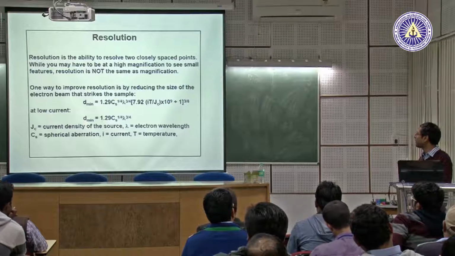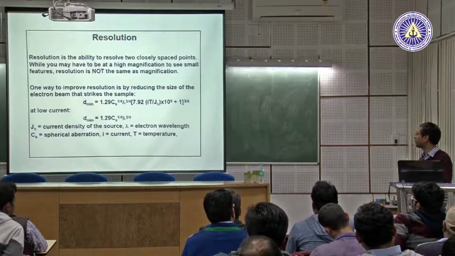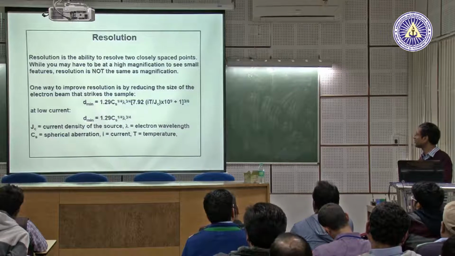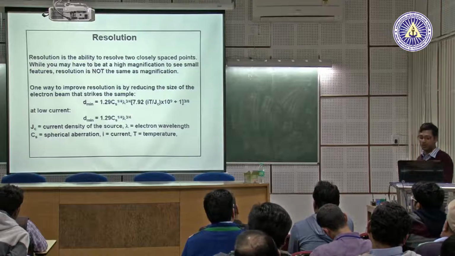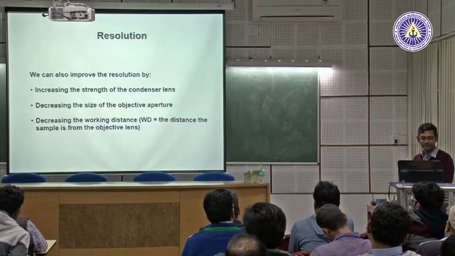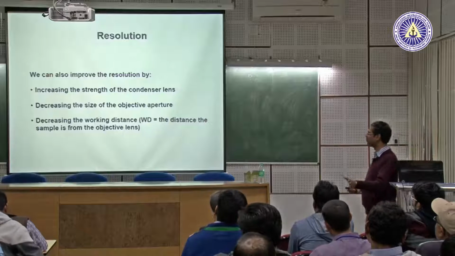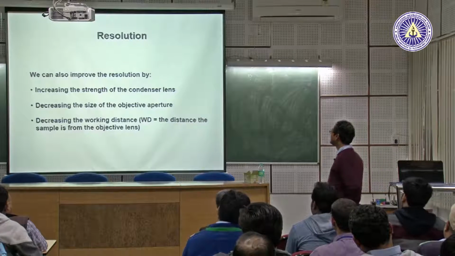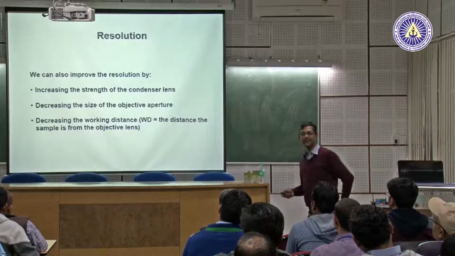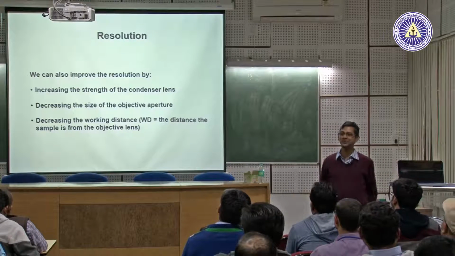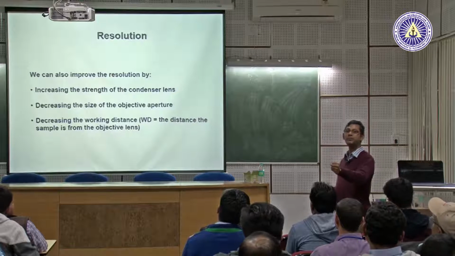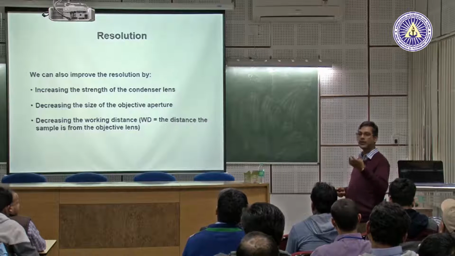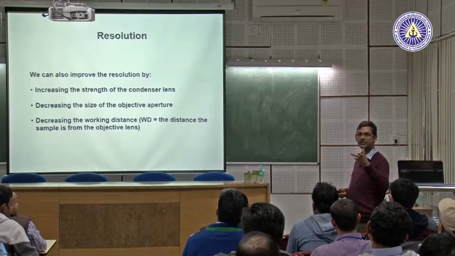But for low current, high voltage current will be very low, so you can use the formula. This is what you have seen in many books. Cs to the power 1/4 and lambda to the power 3/4. Okay. So these are all important aspects for you guys. Very simple message. You can improve resolution by increasing the strength of the condenser lens. How do you do that? That means you can make the beam finer and finer and finer. Correct? You can do it by changing the aperture, condenser aperture.